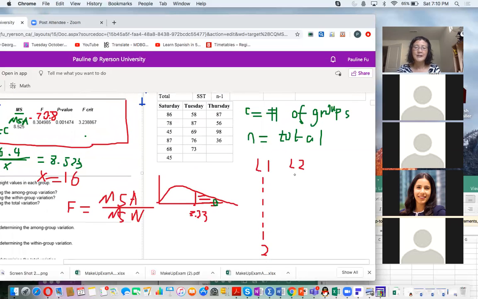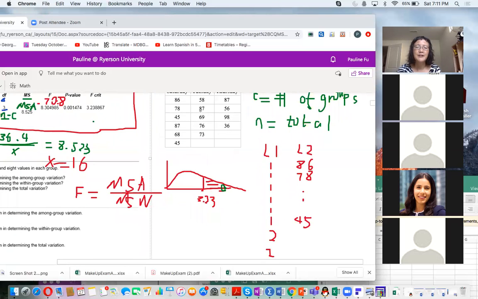Okay. And then list 2, you type in the original data as list 2. So the original data, you have 86, 78. And the last number for group 1 is 45 here. Okay. And then you continue. This number is 58, 87. So continue 58, 87, etc.